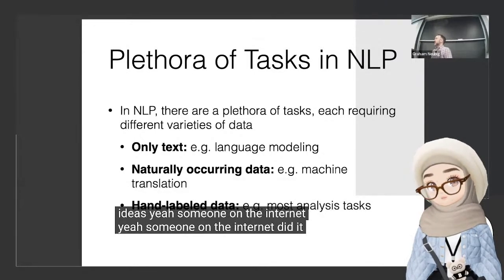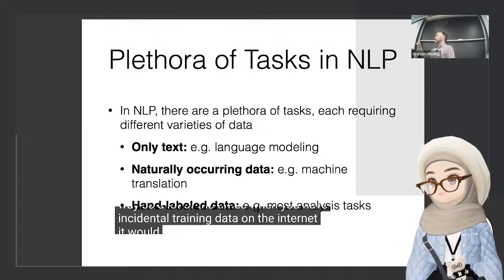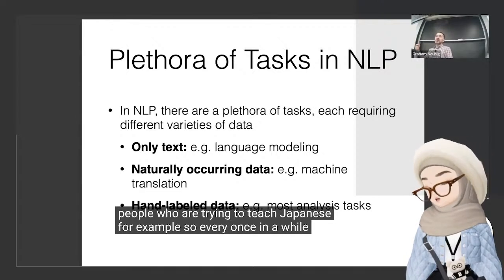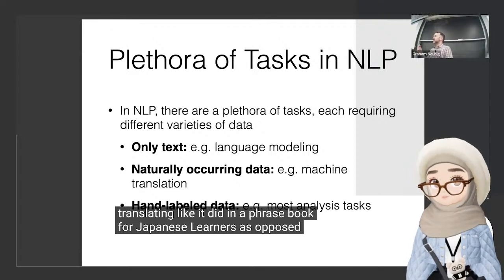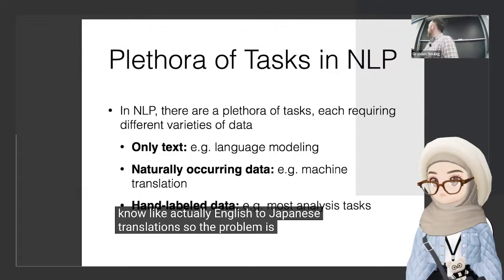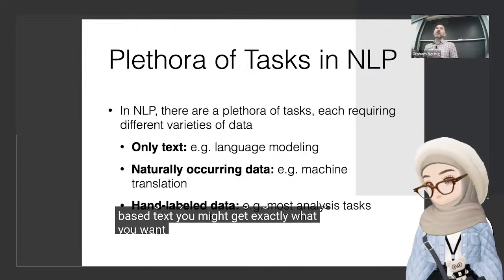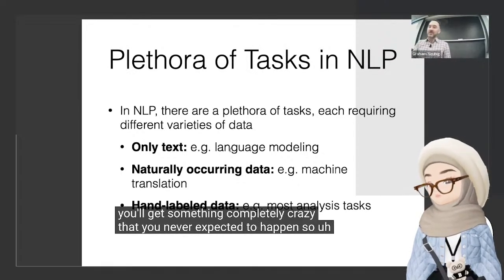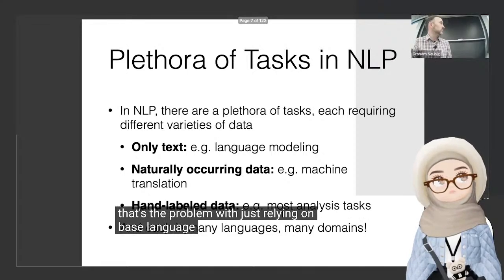Yeah, someone on the internet did it that way. A lot of the time, incidental training data on the internet comes from phrase books of people who are trying to teach Japanese, for example. So every once in a while, GPT got the idea that it should be translating like it did in a phrase book for Japanese learners, as opposed to actual English to Japanese translation. The problem is if you're learning only on this language modeling based text, you might get exactly what you want, but every once in a while you'll get something completely crazy that you never expected. So that's the problem with just relying on base language models when we're doing training.